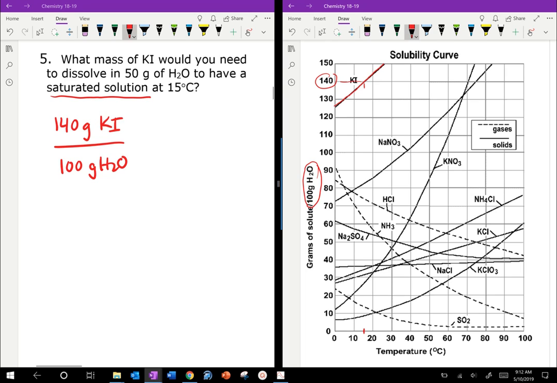So what's this question asking? What mass of KI would you need to dissolve in 50 grams of water? Okay, so they're just cutting the batch down, right? They're just cutting it in half.